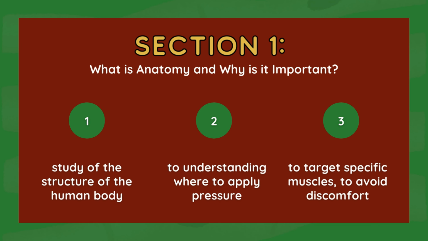Section 1. What is anatomy and why is it important? Anatomy is the study of the structure of the human body. For massage therapy, it's our guide to understanding where to apply pressure, how to target specific muscles, and how to avoid causing discomfort. Thai chair massage focuses on relieving tension in areas that are commonly affected by stress, such as the neck, shoulders, back, and arms. So knowing these structures is key to delivering the best results.